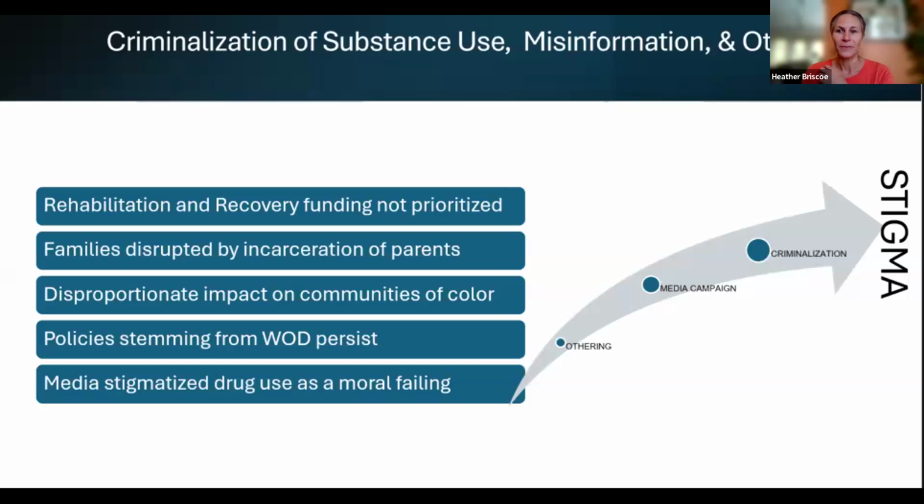And so the results of this media campaign and the war on drugs were really that substance use was stigmatized as a moral failing. We have all these policies that were born of that time that still negatively impact families. And then families were disrupted by mass incarceration of parents, which disproportionately impacted communities of color. And then, of course, with all that money, we were funding a huge swelling in the police force, whereas we could have been funding some rehabilitation and recovery efforts.